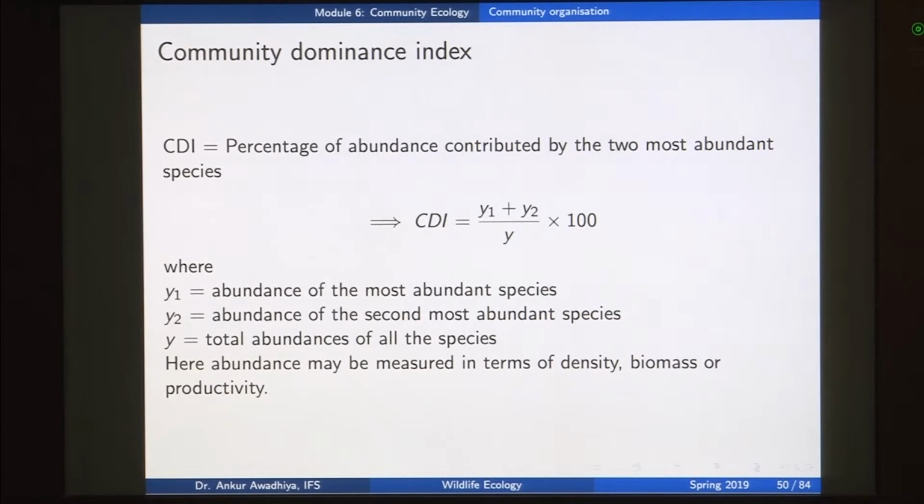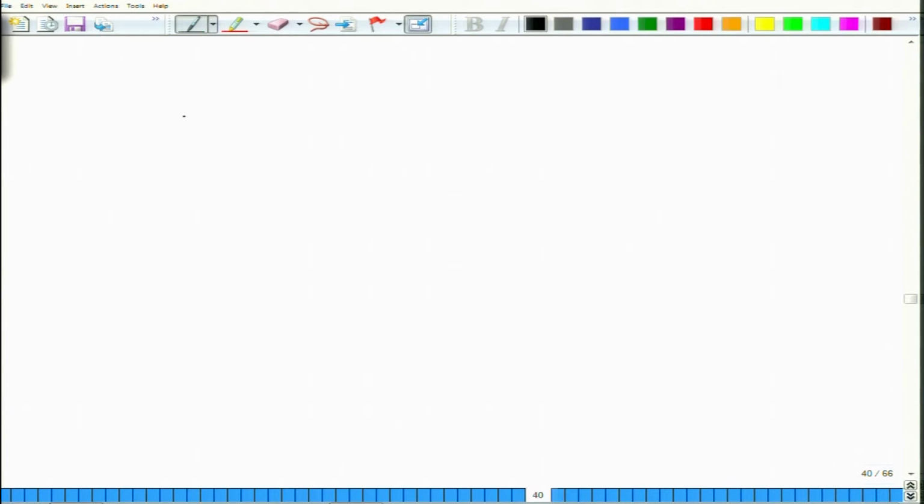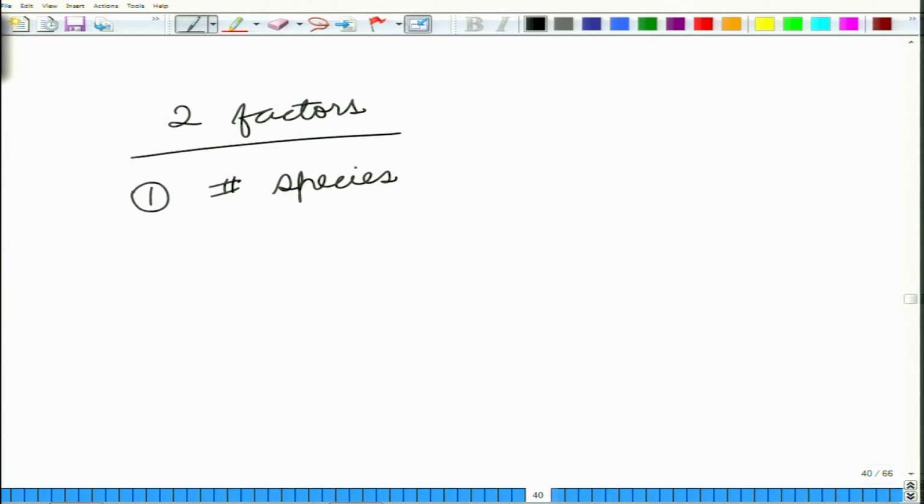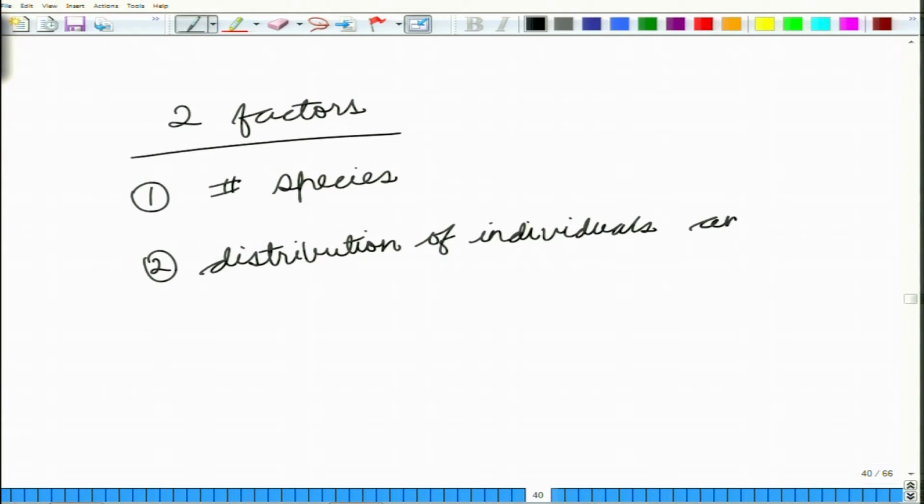Now, the question is, is there a relationship between the community dominance index and the biodiversity of an area? Now, in our lecture on biodiversity, we had seen that biodiversity is dependent on two factors. The first factor is the number of species that is found in the area, and the second one is the distribution of individuals among these different species.